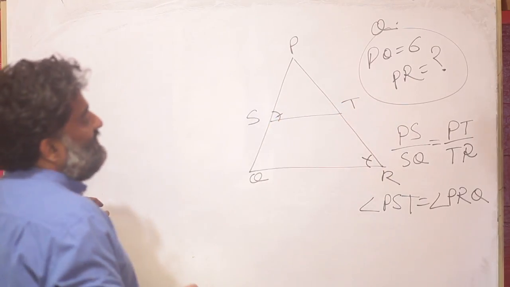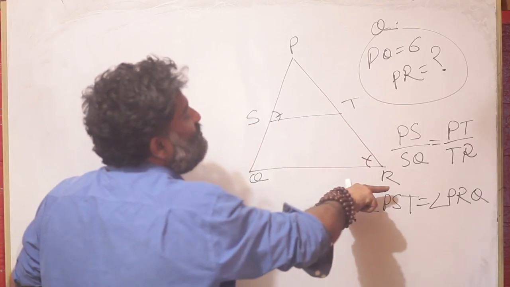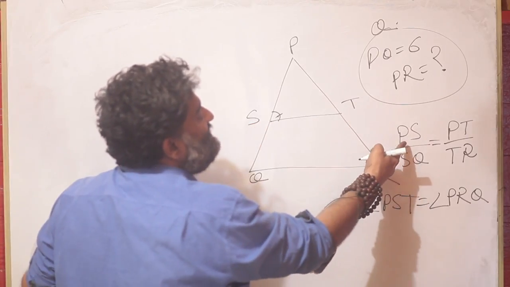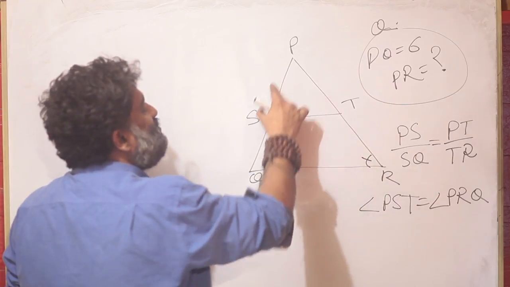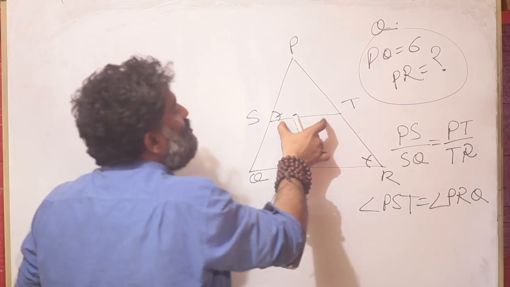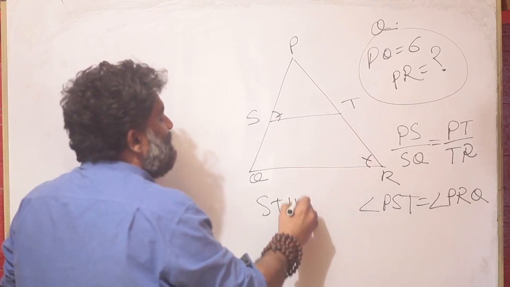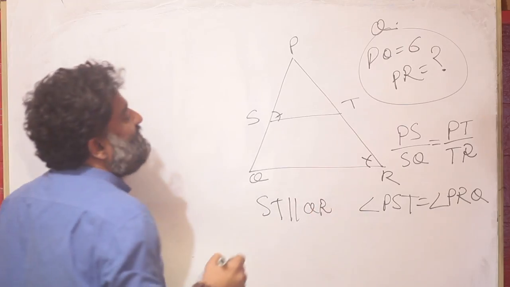So let's get started. It was not given to me that ST is parallel to QR, but the moment I look at this piece of information, that the ratio of these two parts is the same as the ratio of these two parts, I know ST is going to be parallel to QR. So ST parallel to QR is also something I know.